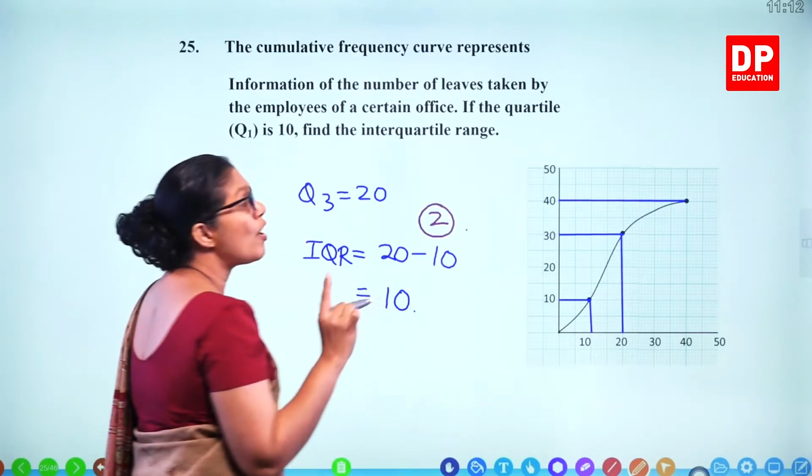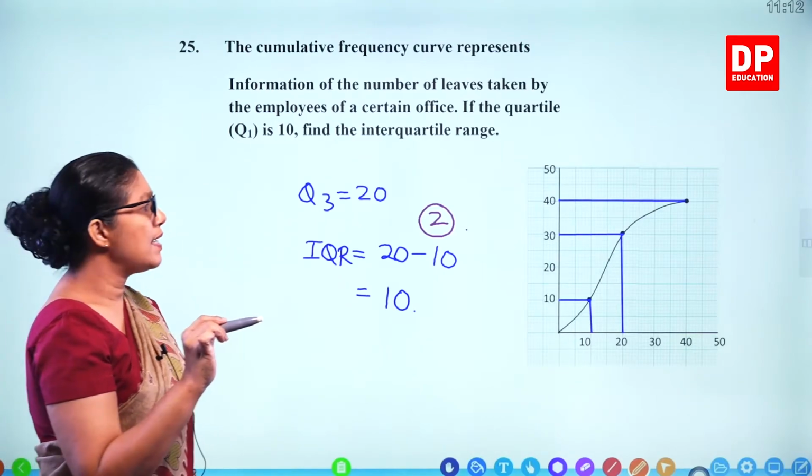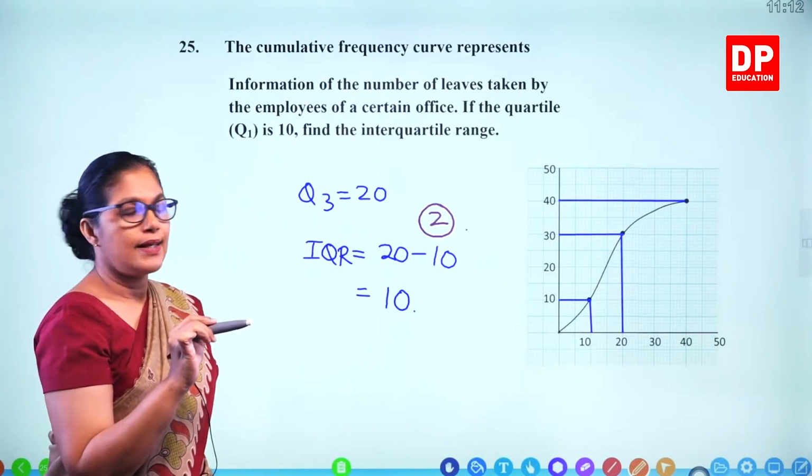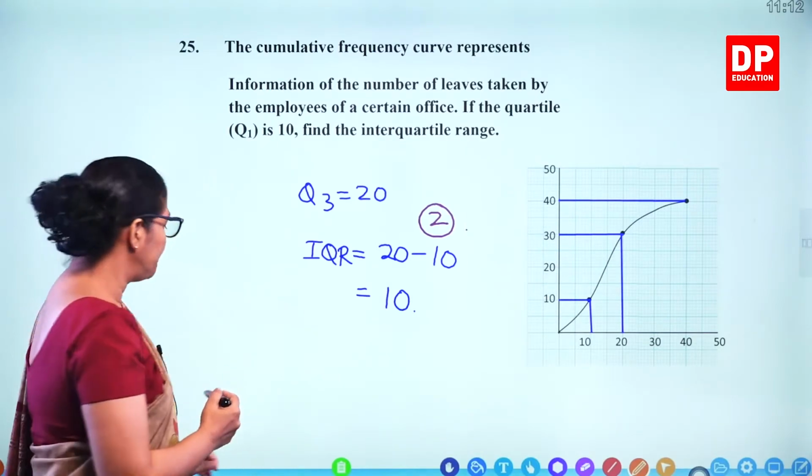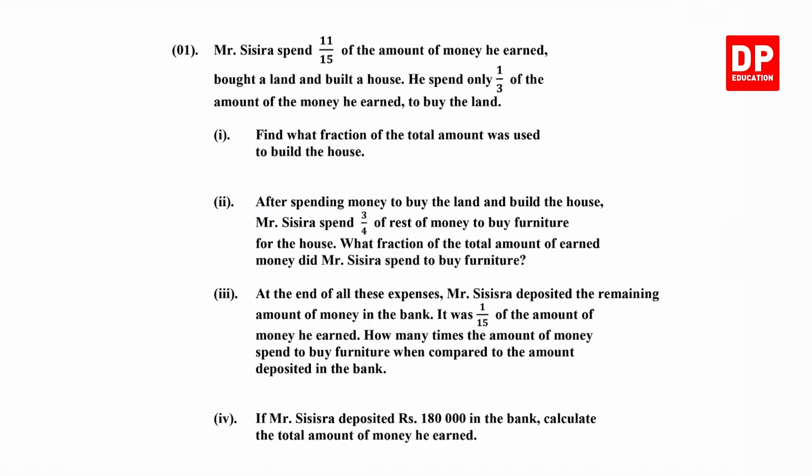So we covered all 25 short questions in part A. So let's do paper 1, part B. That's about a fraction question. So you get 4 parts there.